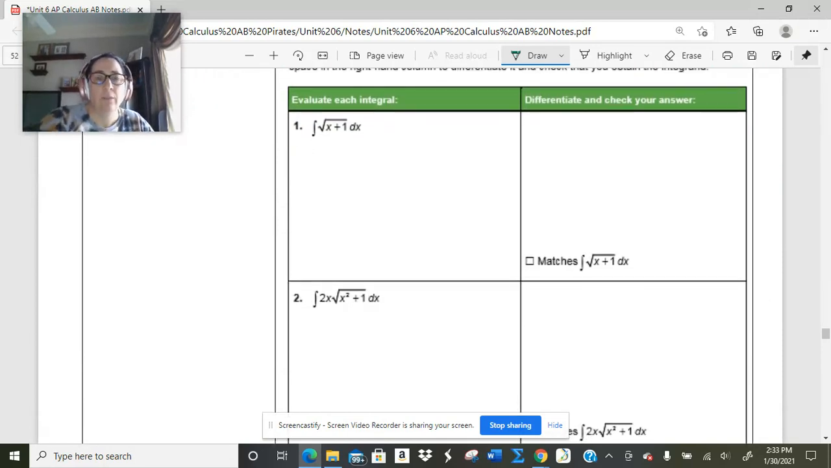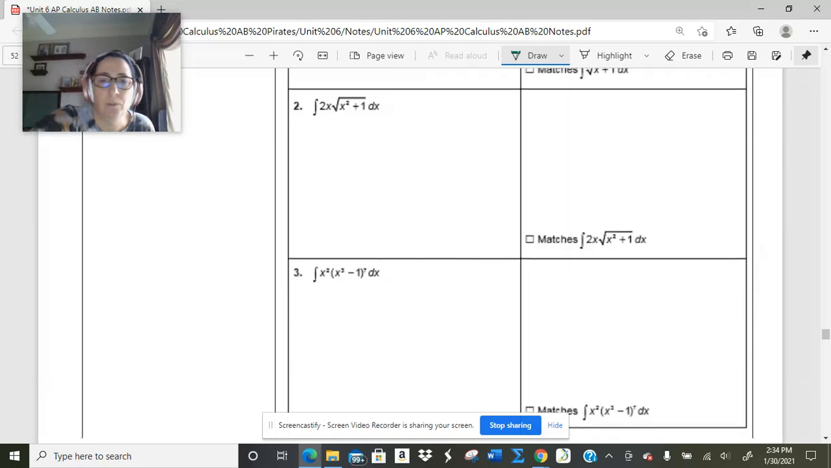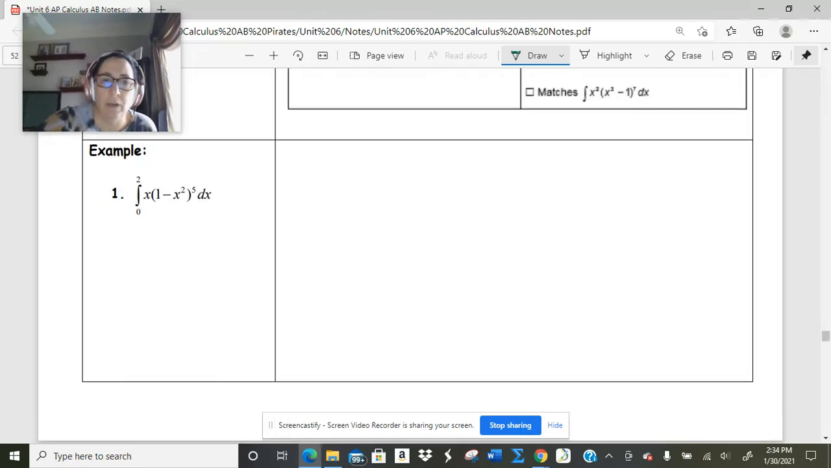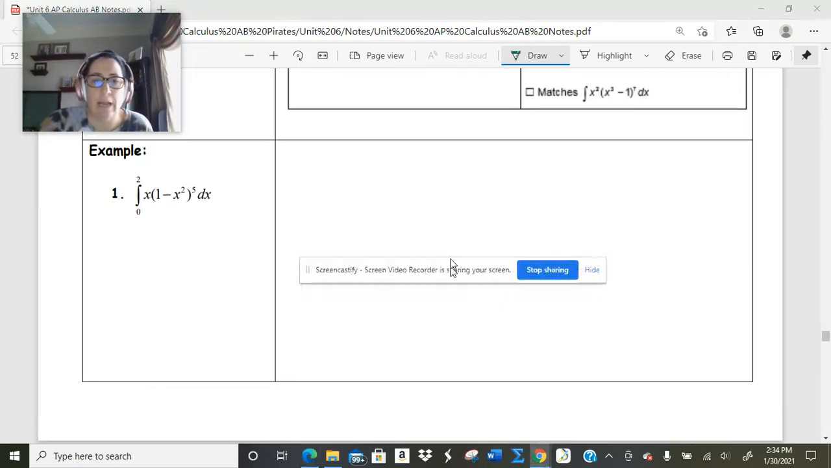If you need more help on picking the u's, then go ahead and try this and look at my notes and see if you have it. If you feel like you're doing pretty well, then we're going to go ahead and jump to this first full example.